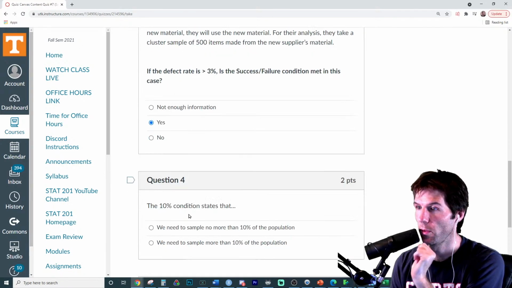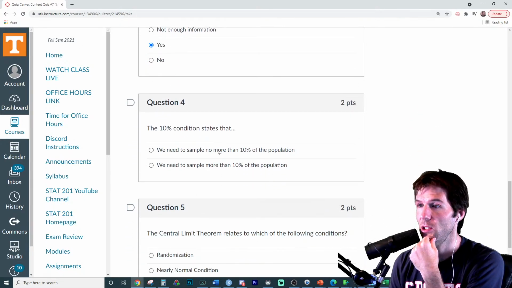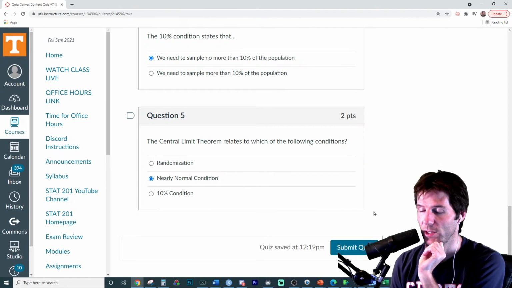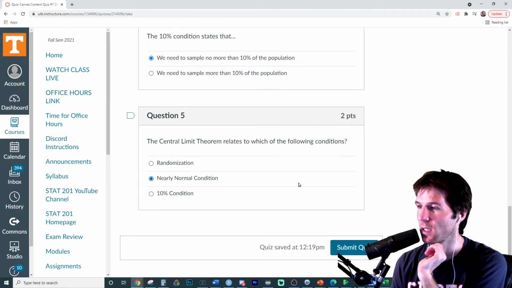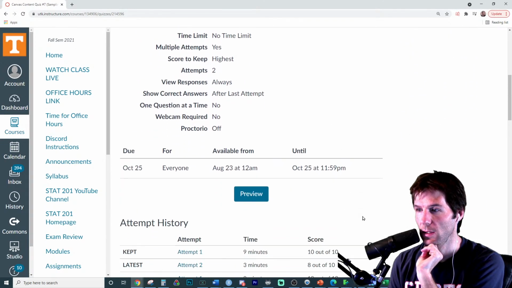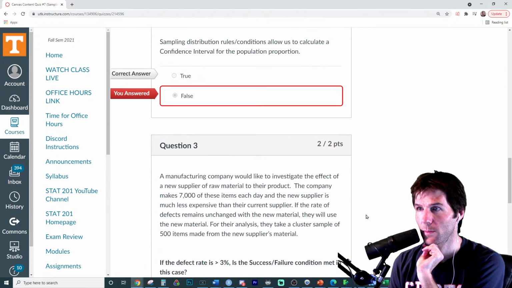We did this one earlier. Check out earlier in the video to see that one. The condensed presentation states that we sample no more than... The central limit theorem relates to which of the following conditions? The central limit theorem is going to be related to the... The nearly normal, which I guess that makes sense. But let's see if that one was false. And the answer is... it's true.